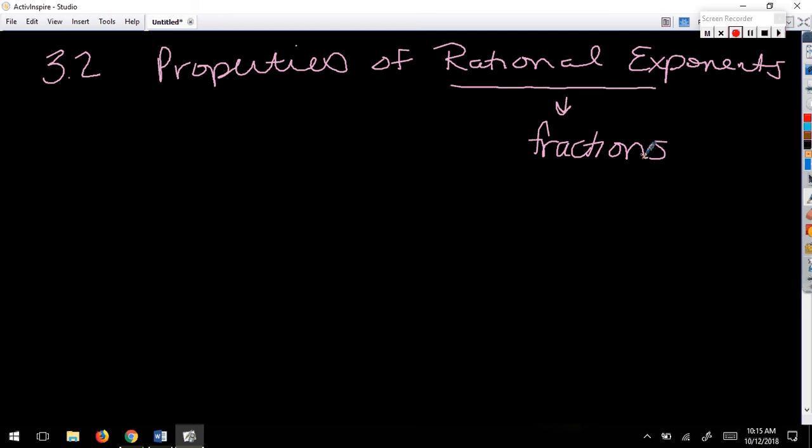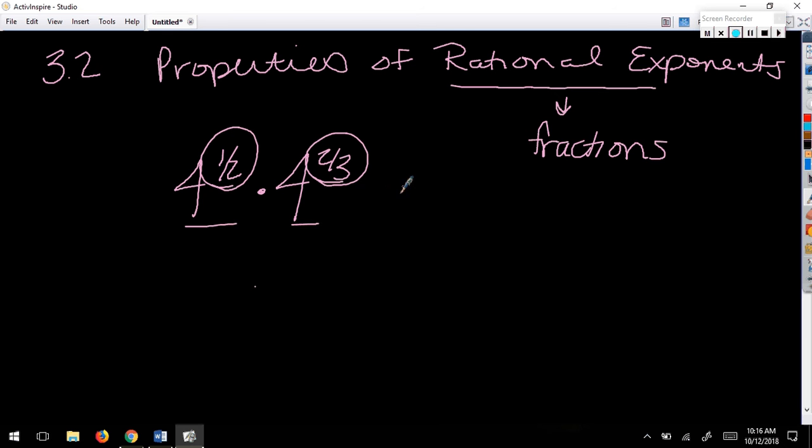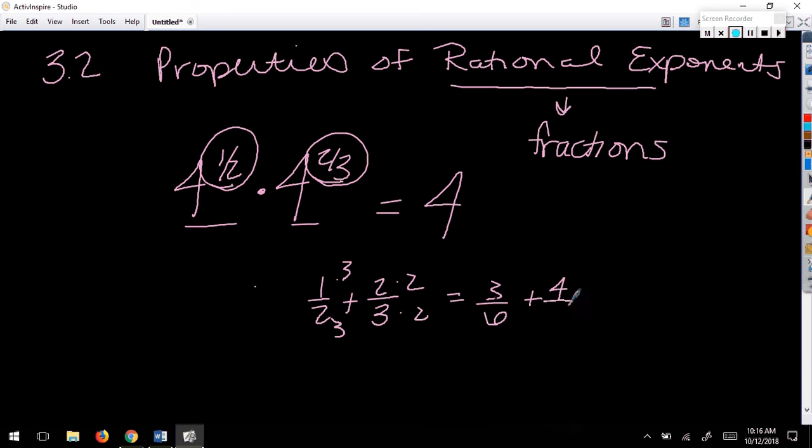So if I have something like 4 to the 1/2 times 4 to the 2/3, because the bases are the same and I'm multiplying, I am just going to add those exponents together. So 1/2 plus 2/3. Of course, you could add them off to the side if you want to. We do need common denominators, so we'd have 3/6 plus 4/6, which is 7/6.